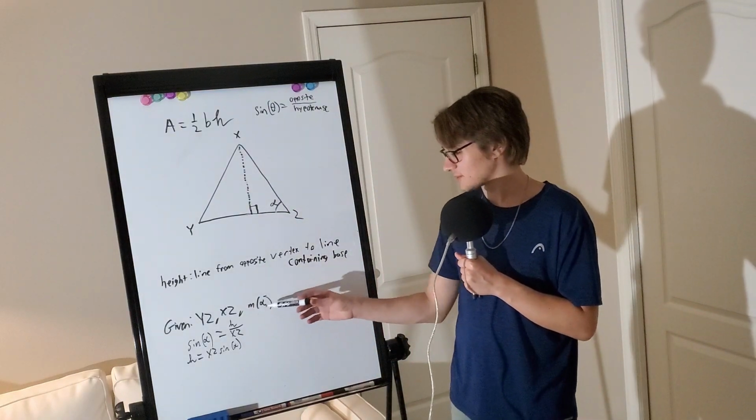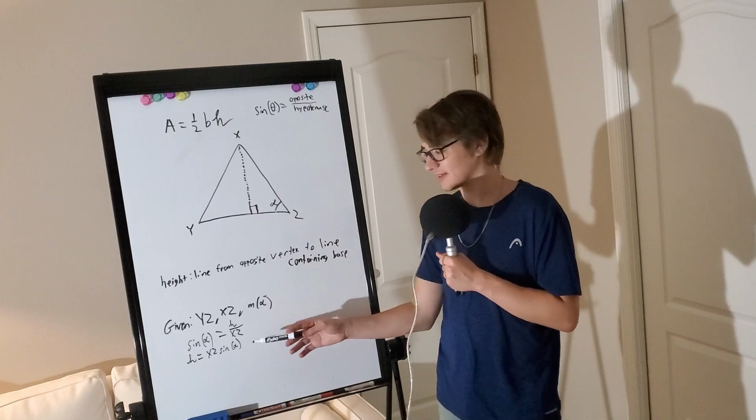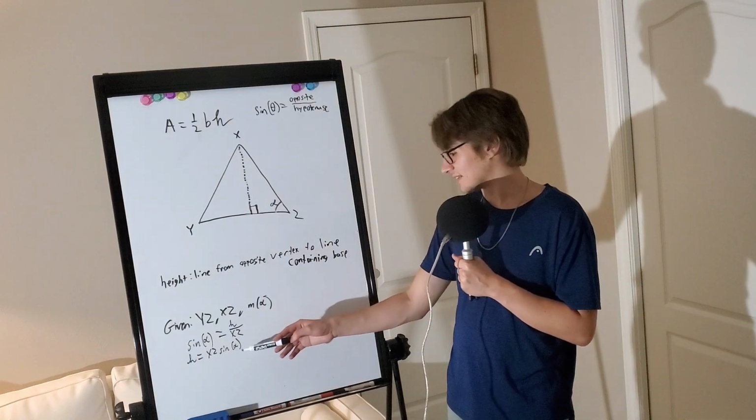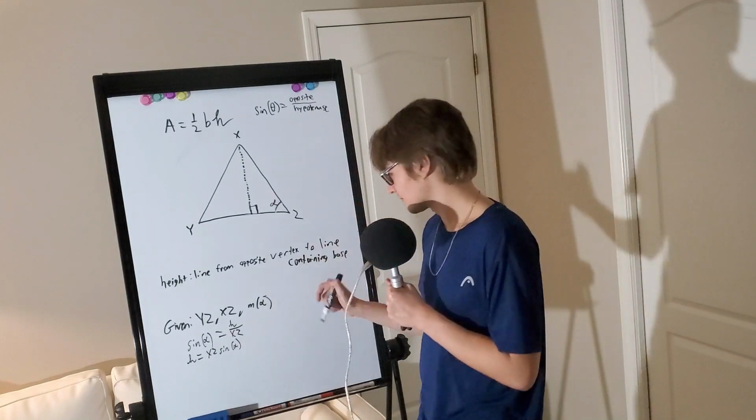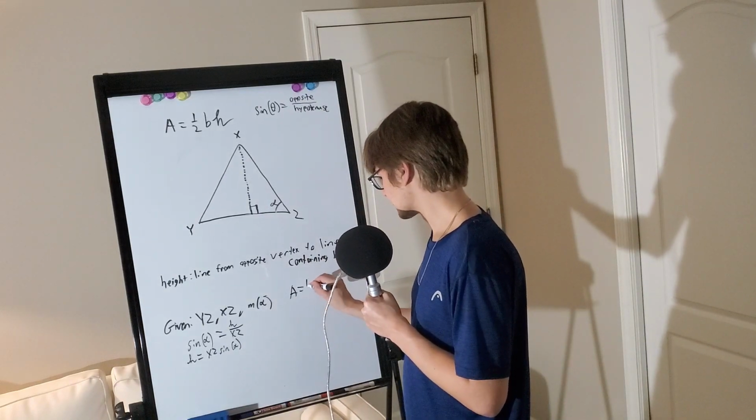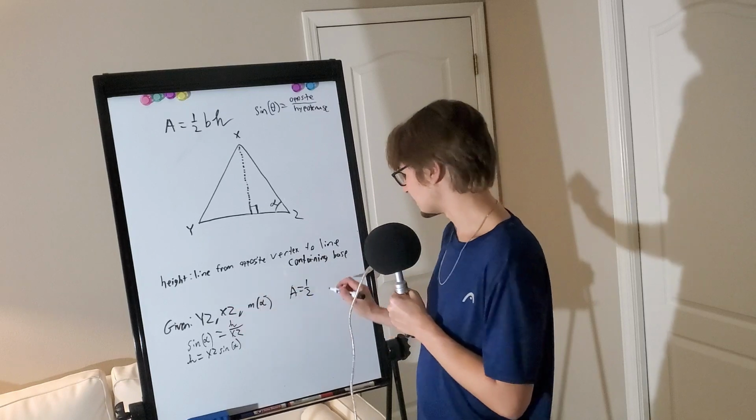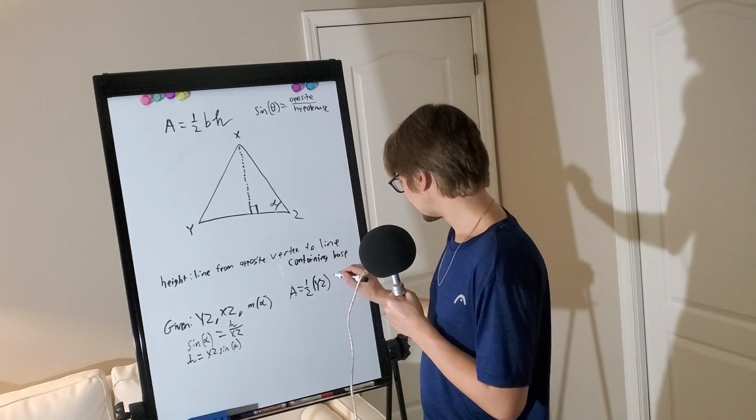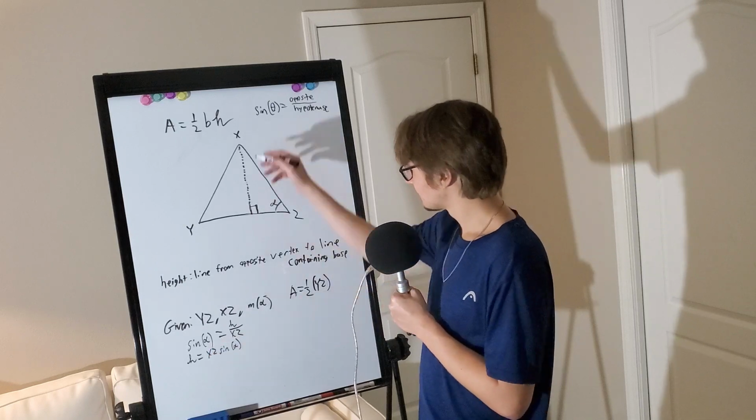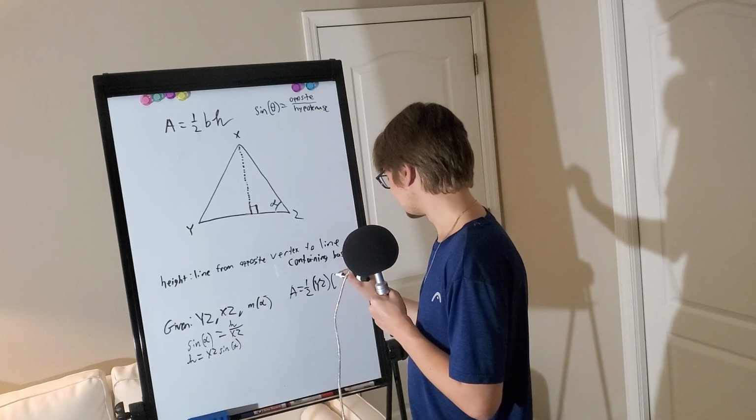And since we have the measurement, we can find the sine of alpha, obviously. And therefore, the area equals 1/2 of what we're taking as the base, which was YZ. And then the height, which is XZ sine of alpha.